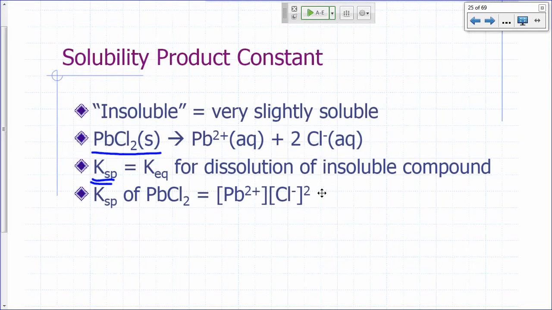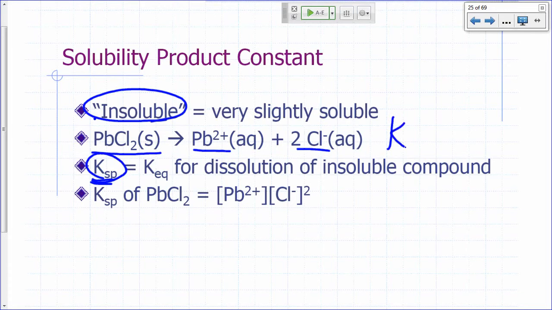What that means is it doesn't really mean zero solubility. When we say something is insoluble, what we really mean is very slightly soluble, very low concentration dissolved. So for these types of reactions, the equilibrium constant is known as the KSP, the solubility product.